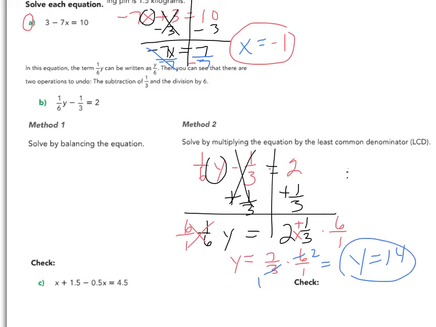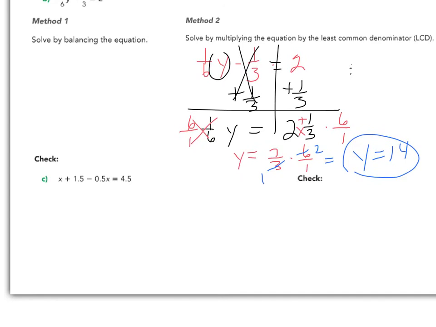Okay? So now this time they're asking us to solve and then check. So we know how to do that. We did that in class already. Now if you look over here, this one's a little more complicated, but you guys know what to do. We have some like terms over here that we need to deal with first.